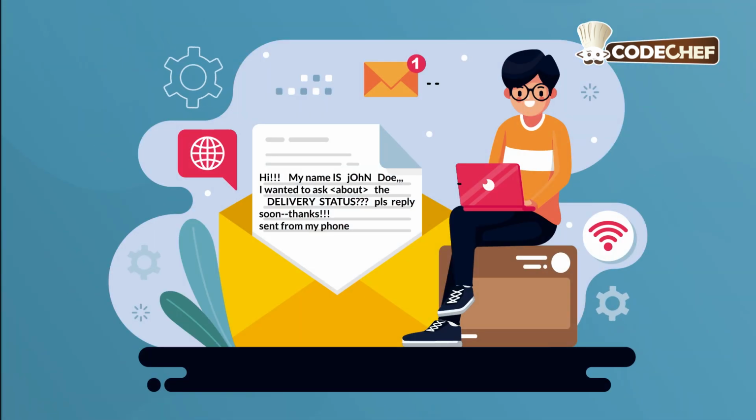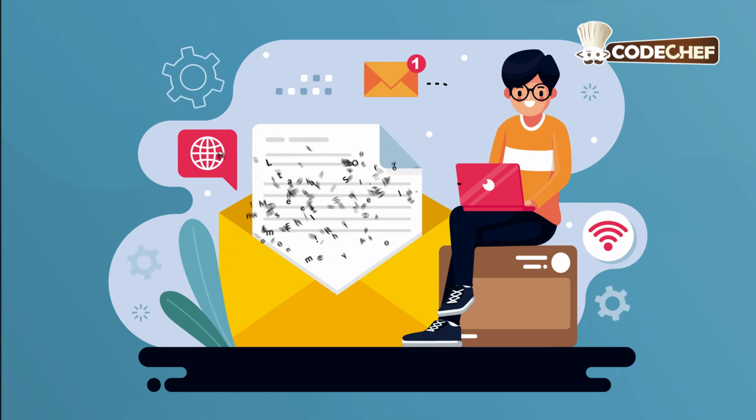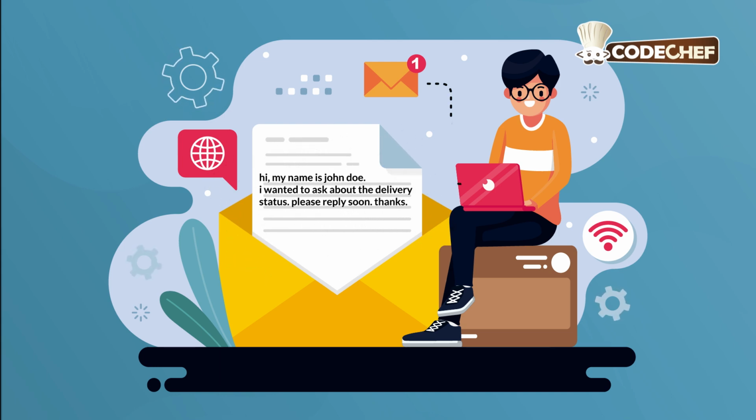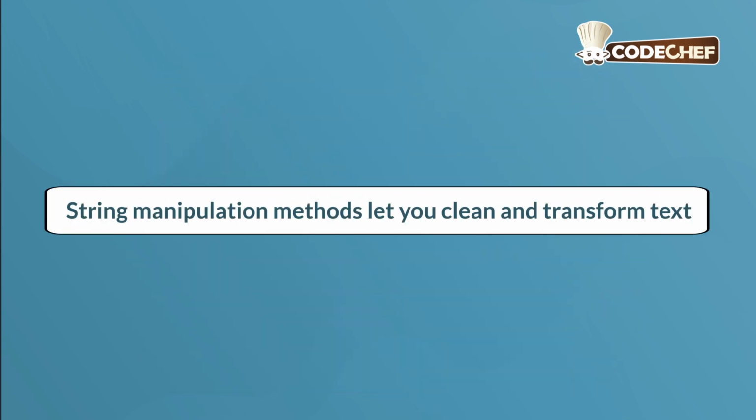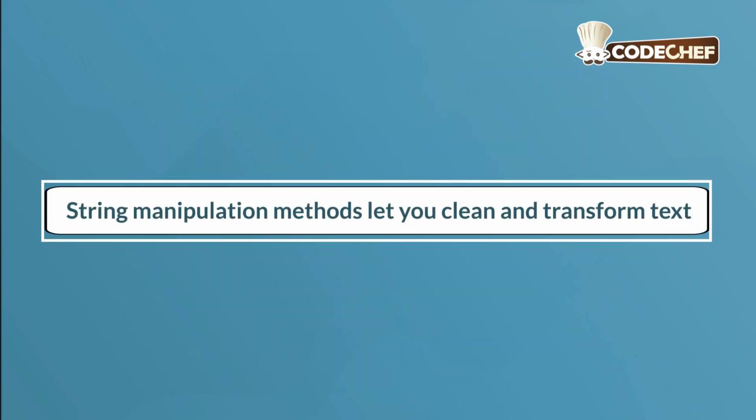Think of raw text like a messy stack of letters that just arrived in the mail. Some have extra spaces, some have wrong labels, and some need sorting. Before organizing them, you first trim the edges, capitalize the labels, replace any wrong text, and split them into proper piles. Java's string manipulation methods do exactly the same thing.